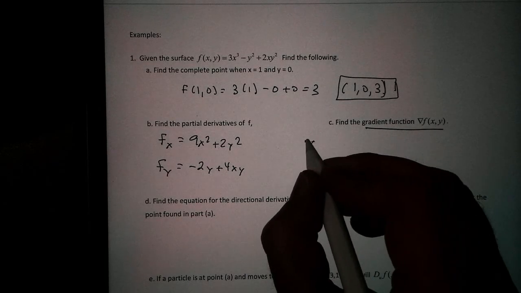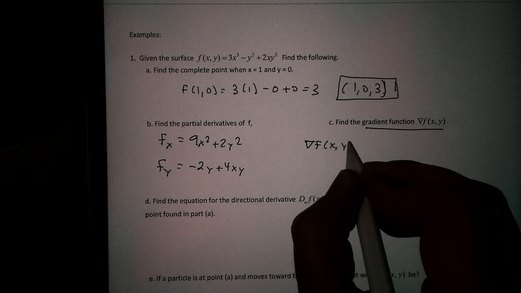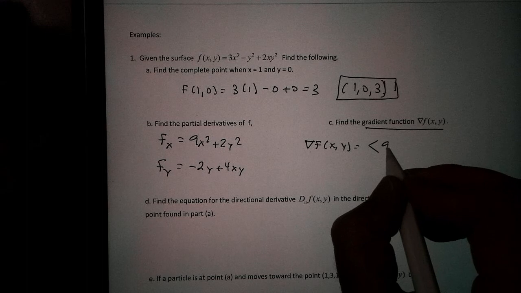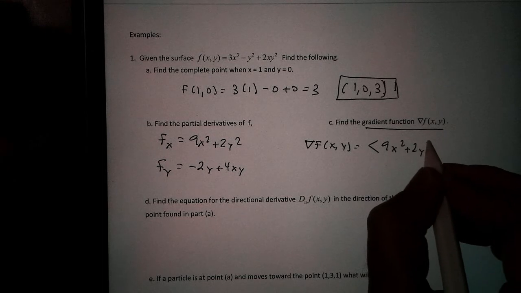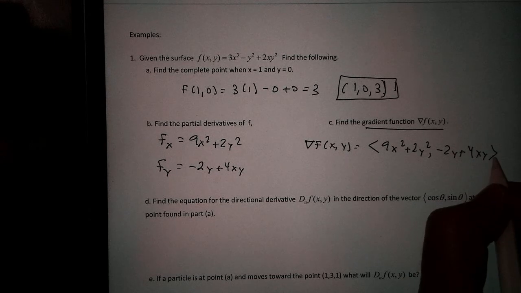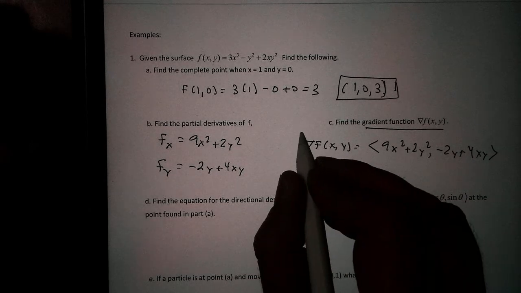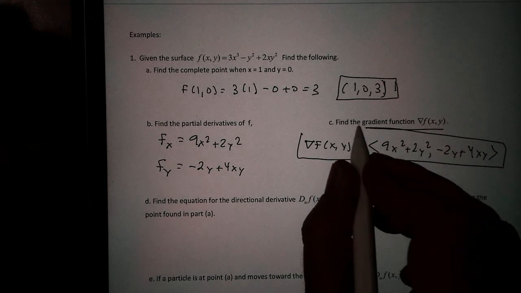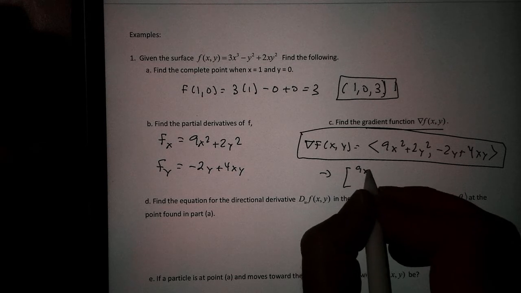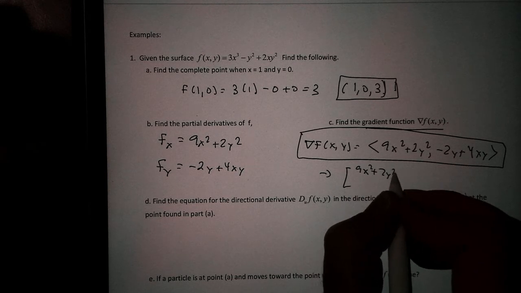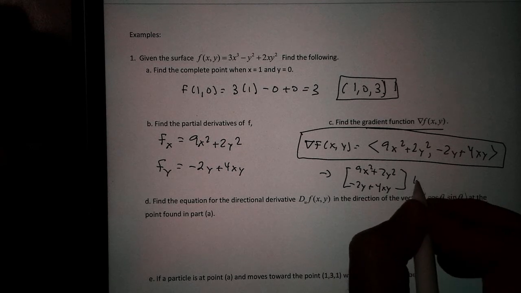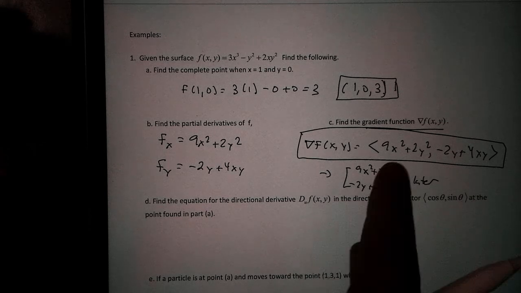Now the next step, it says find the gradient function. So that's our del f of x, y. If we do this, this is just a list of our partials: 9x squared plus 2y squared, and negative 2y plus 4xy. So this is how we're going to write this. Now later on, when you take other more advanced math classes, you may write it using matrices. But that's way later in your math career. Now we're just going to write it in our vector form.